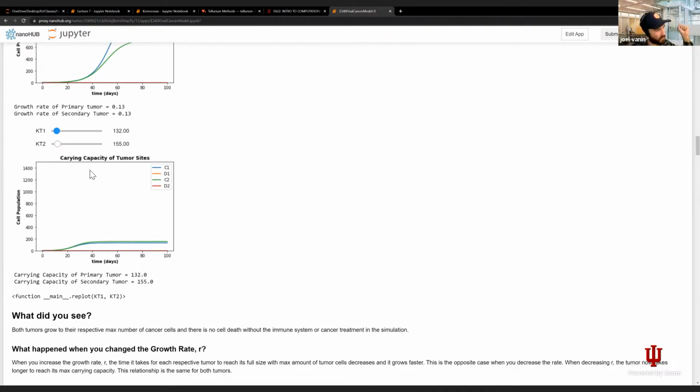Another thing is this carrying capacity for the tumor was explained as the tumor can grow only until a certain point, right? Taking into consideration that the number of nutrients and other things that contribute to cancer growth is limited. The limitation comes from these values here.